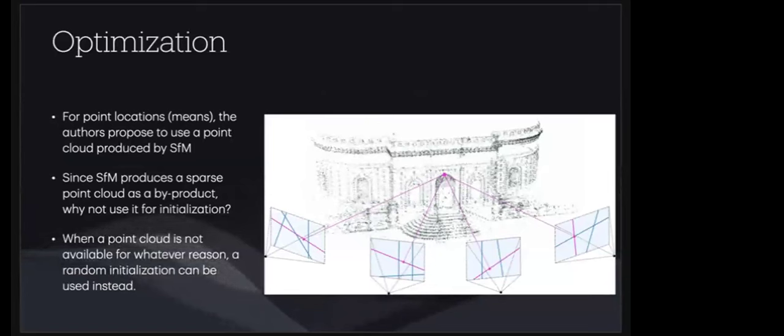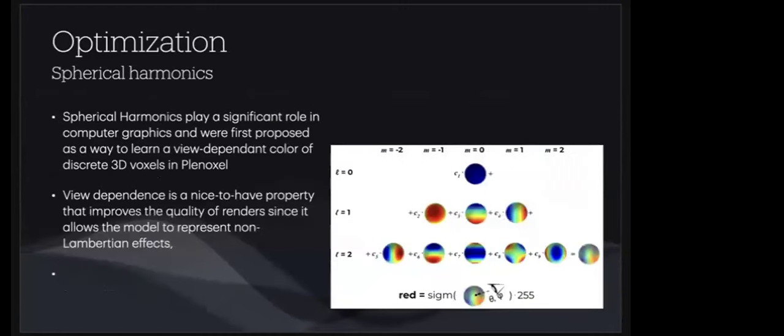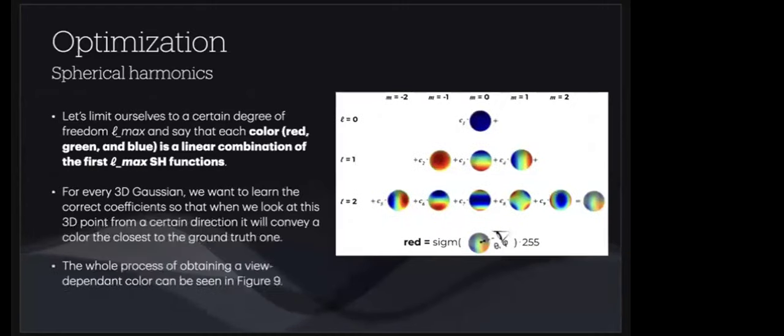When the point cloud is not available for whatever reason, and that's important, a random initialization can be used instead, but that's under the risk of a potential loss of final reconstruction quality. I'll just skip over this right now. And yeah, I'll go with the spherical harmonics, which is pretty interesting.